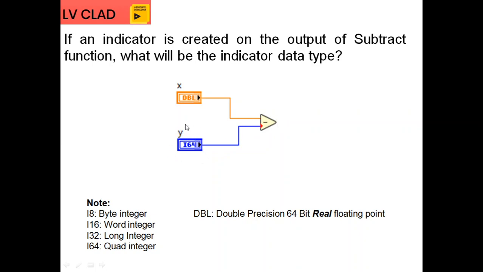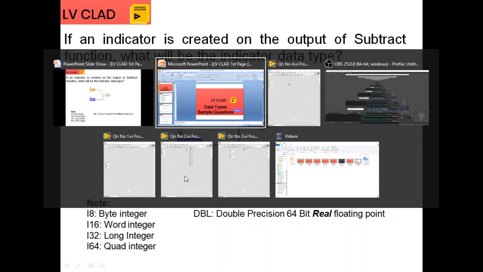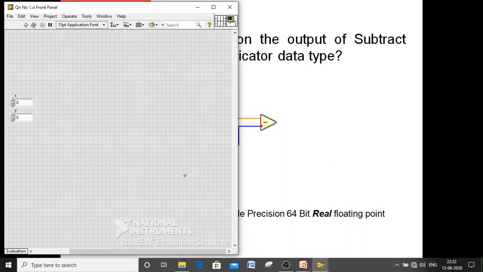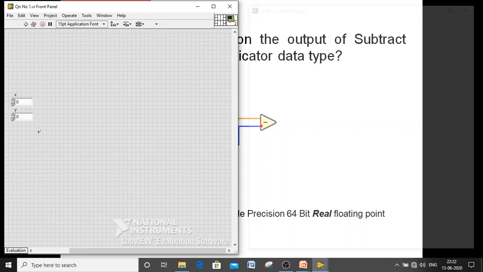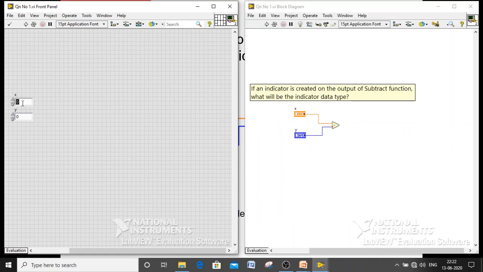But when you are thinking about I64 and dbl, both are 64 bit, so how would dbl be the data type of the indicator output? Let us check with hands on. Yes, so x is dbl as I mentioned in the code, and y is I64. Both are 64, but dbl is a real 64 value, like a temperature measurement, so we can get the fraction value.